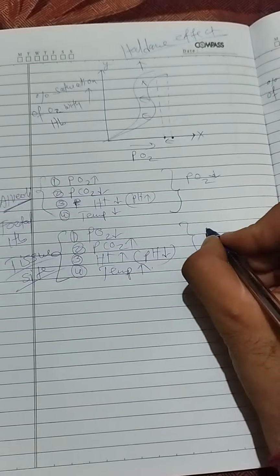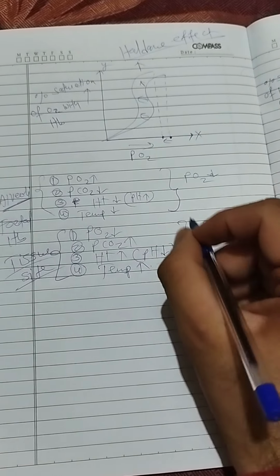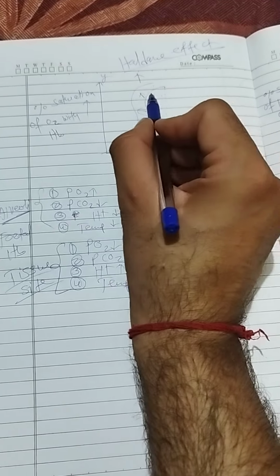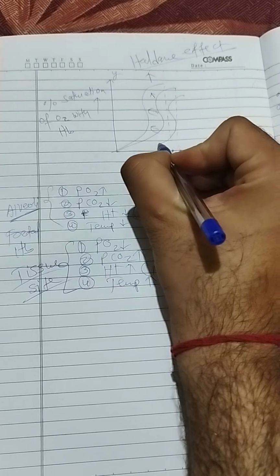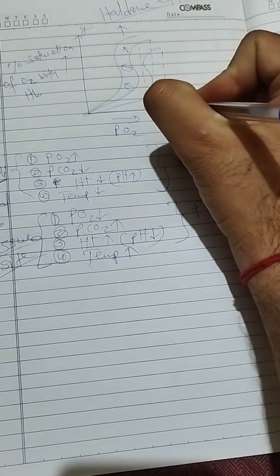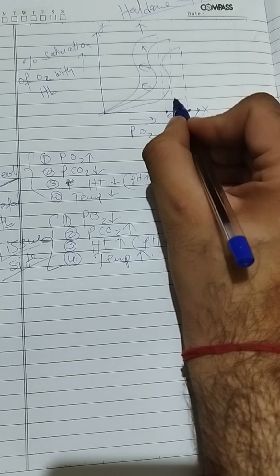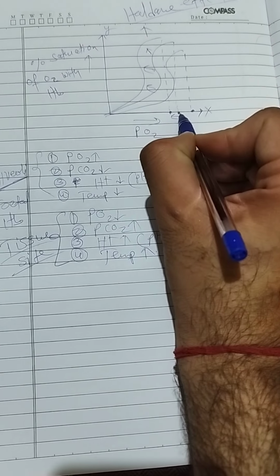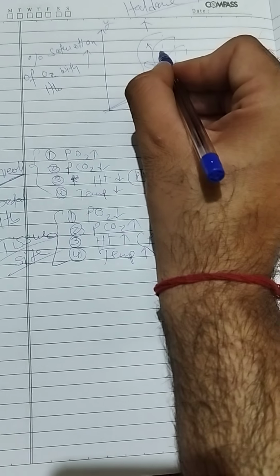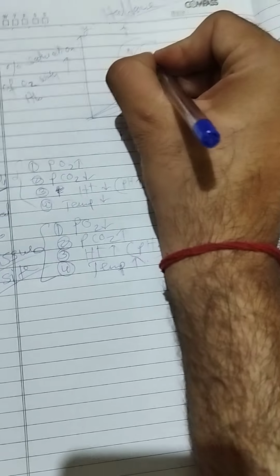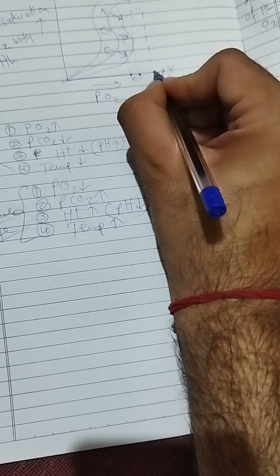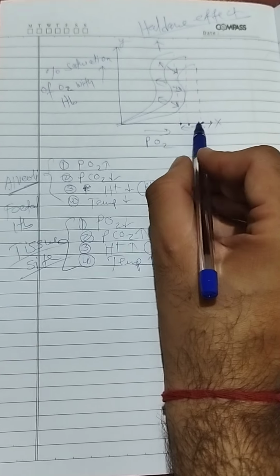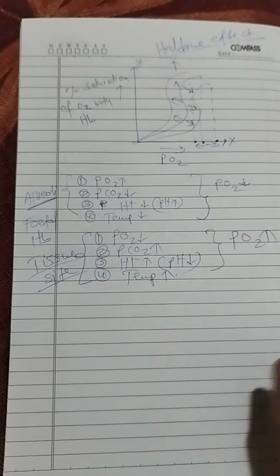And if I want to oppose or counter these four conditions, for that what I have to do? I have to increase the partial pressure of oxygen. So now what will happen? This curve will shift toward the right direction. Originally the partial pressure of oxygen was here, but now this curve has been shifted toward the right direction. So from this point to this point, PO2 has been increased here.